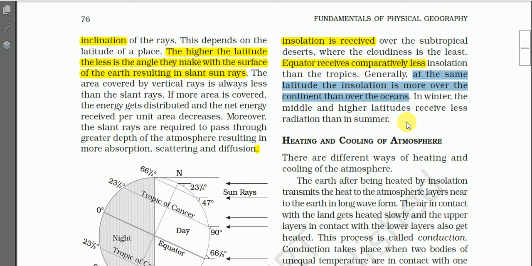Places at the same latitude also get differences in insolation. We find more insolation over the continents than over the oceans.